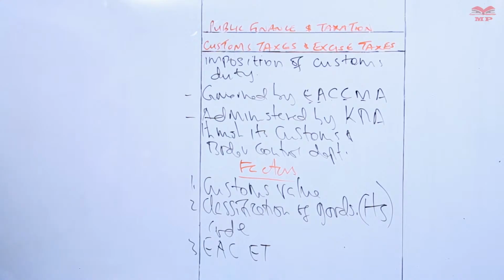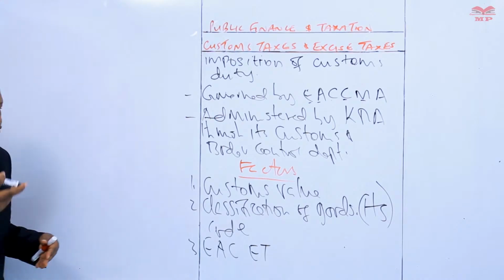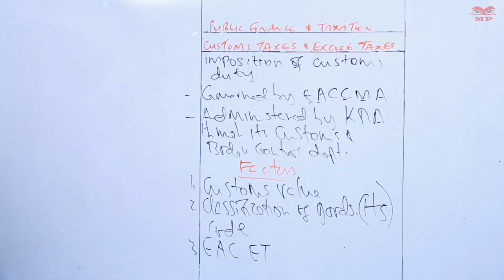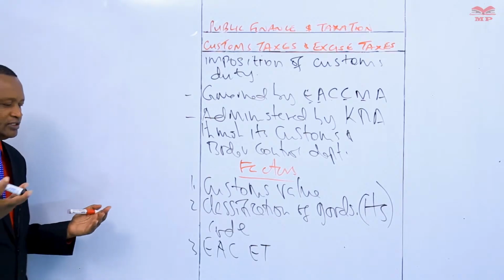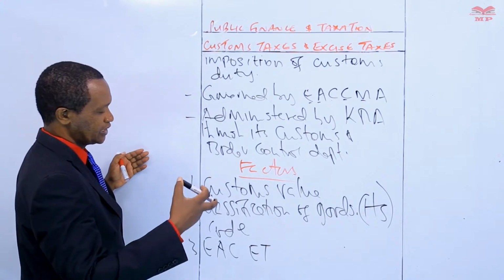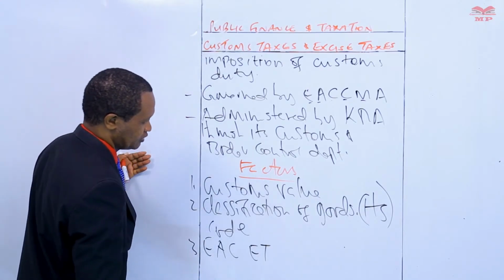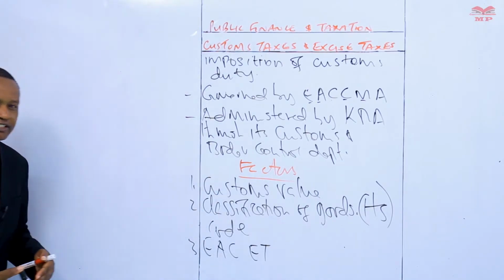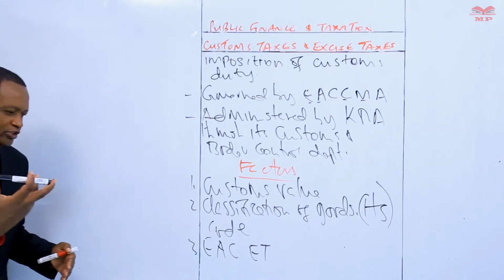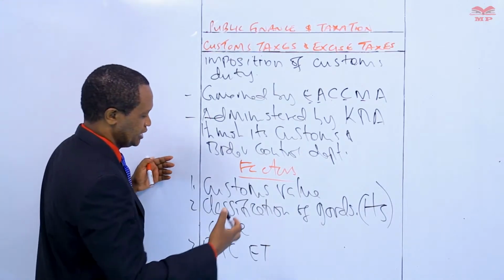Hello and welcome to the lesson. We continue to realize the objectives of this particular unit. We are going to start with the types of customs duty in Kenya. The topic is customs taxes and excise taxes in Kenya, the imposition of customs duty with rates typically 0%, 10% and 25%.